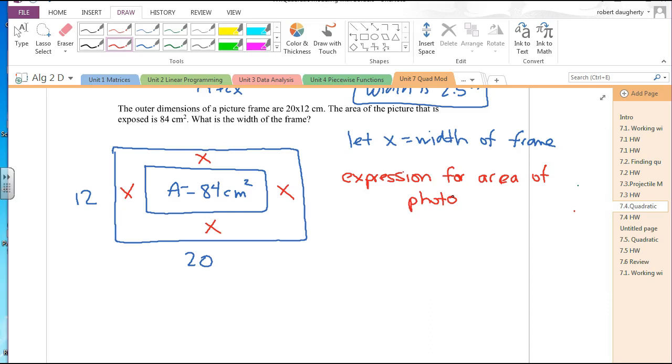Okay? The distance from here to here is what? Yeah. The distance from here to here is what? So what do you think the distance from here to here is?